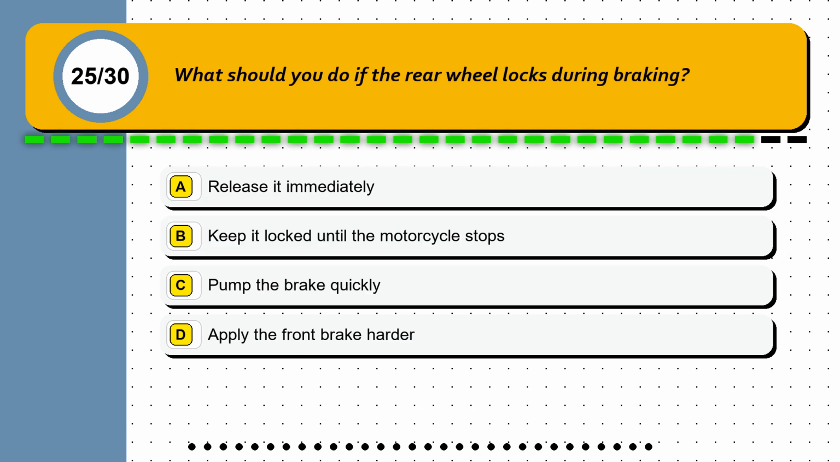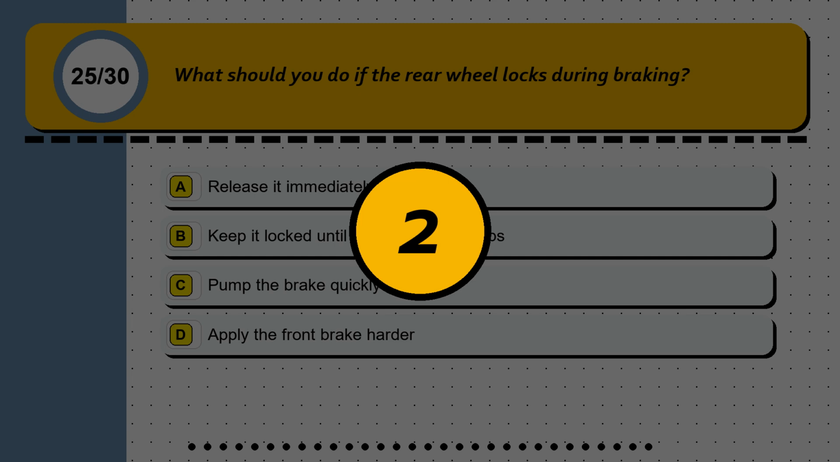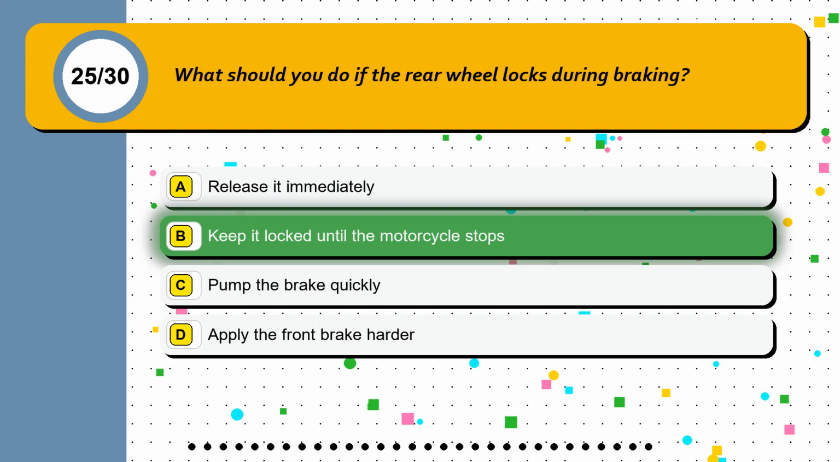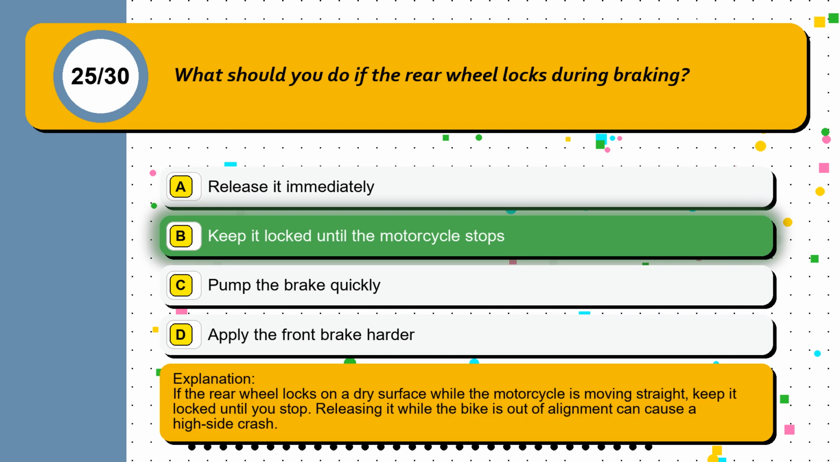Question 25. What should you do if the rear wheel locks during braking? Option A, release it immediately. Option B, keep it locked until the motorcycle stops. Option C, pump the brake quickly. Option D, apply the front brake harder. The correct answer is option B, keep it locked until the motorcycle stops. If the rear wheel locks on a dry surface while the motorcycle is moving straight, keep it locked until you stop. Releasing it while the bike is out of alignment can cause a high-side crash.